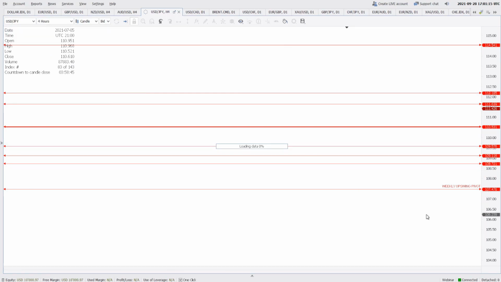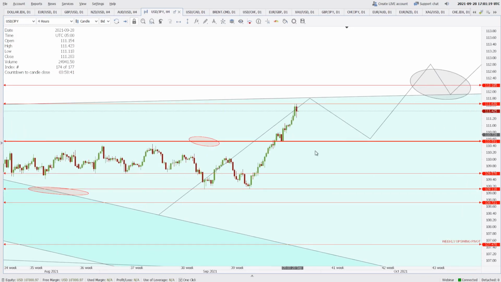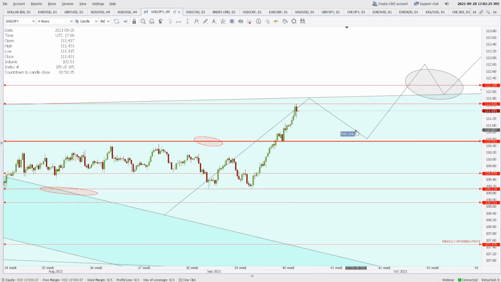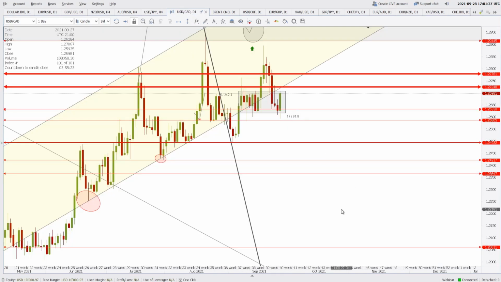And on the 4 hour, did it do any wonders on the 4 hours? No. On the 4 hour, it is making a curve to the upside. That means the upside pressure is huge, and the price can break through 111.63 anytime soon.